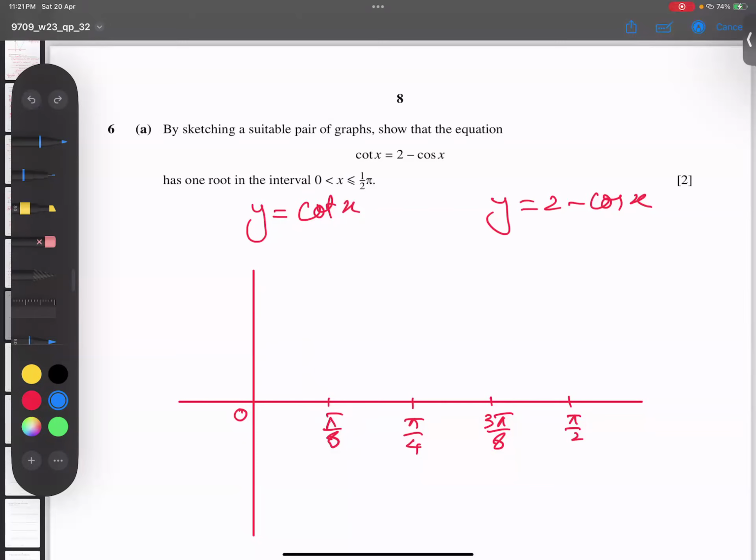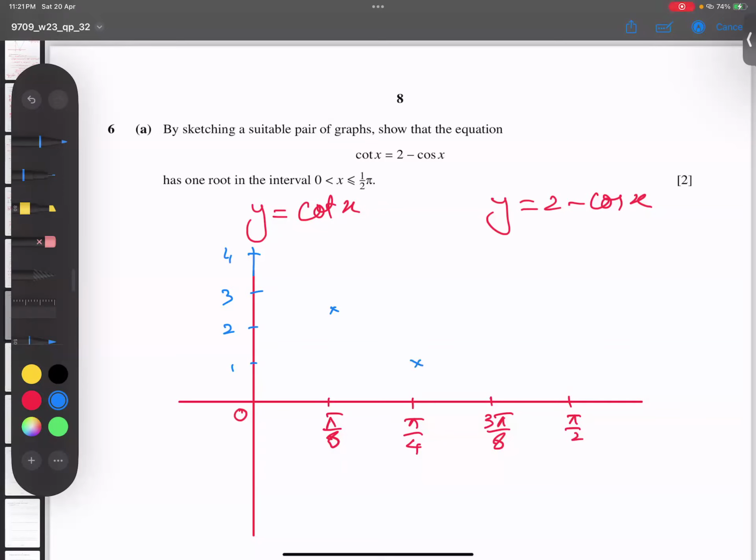Okay, students. So 1 over tan of pi by 8, and I get my value 2.4 something. I mark this as 1, this 2, this 3, and here 4. So I got 2.4 something, and 2.4 is here. And if I plug in 1 over tan of pi by 4, I get 1. So it turns out to be 1.